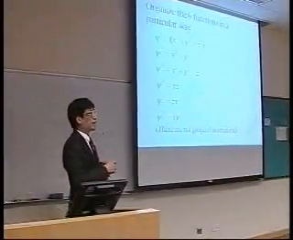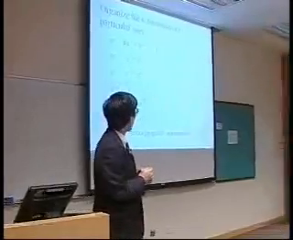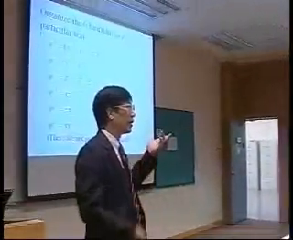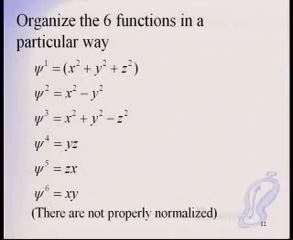Now, let me organize these 6 functions in a particular way. I talk about x squared, y squared, z squared, and then the cross terms. I do a change of basis, basically, all right? The change of basis is the following. Let me take psi 1 to be x squared plus y squared plus z squared. And then the others, 4, 5, 6 are the old ones, but 2 and 3 are chosen in such a way that the sum of the coefficients is 0.